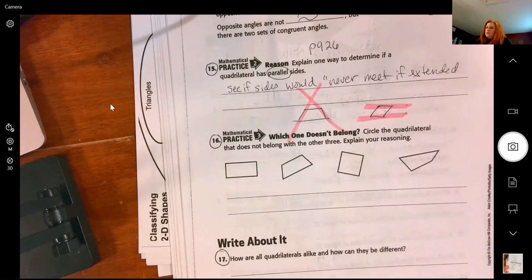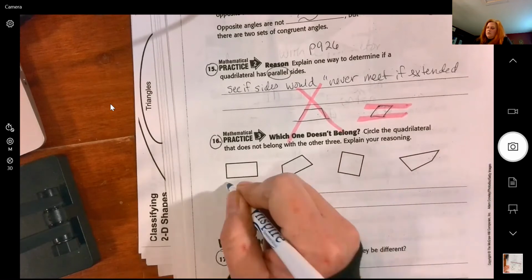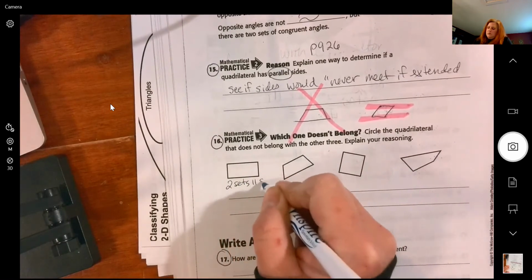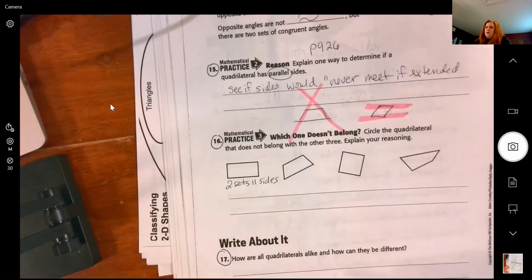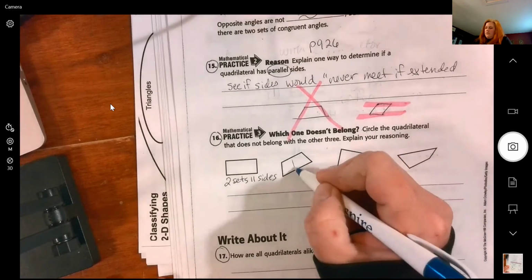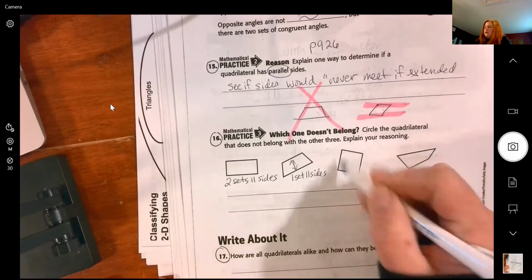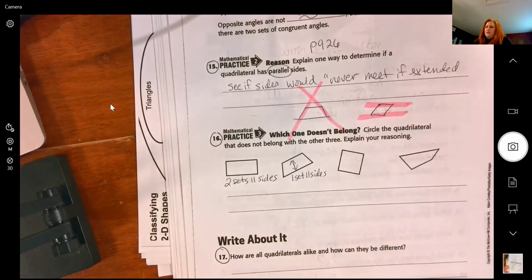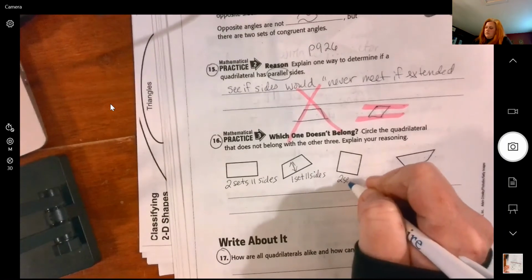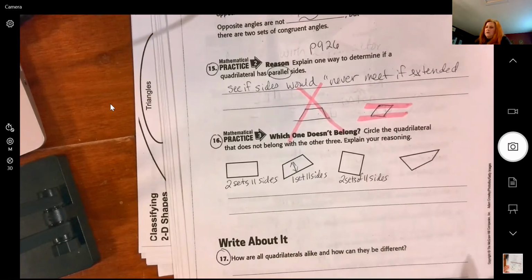I'll give you a clue. Look at the sides. So how many sets of parallel sides do we have? How many sets of parallel sides do we have here? Just these two. How many sets of parallel sides do we have there? What about this one?